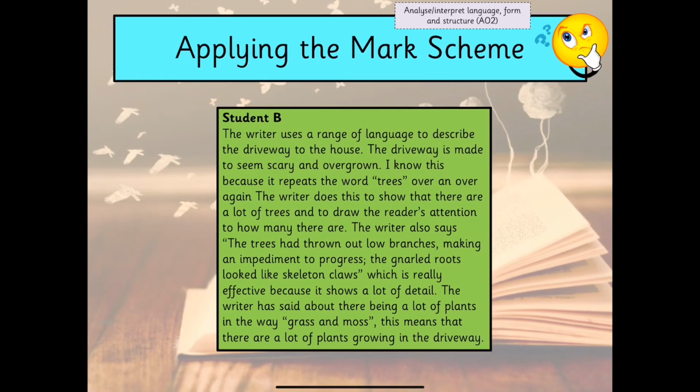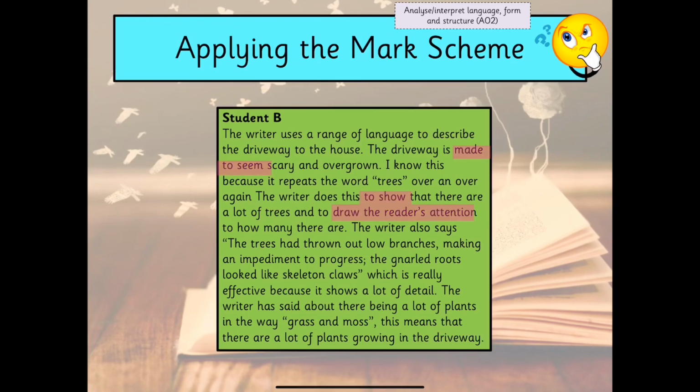So looking at student B, this was the one that we said was the weakest of the 3 responses. The writer uses a range of language to describe the driveway to the house. The driveway is made to seem scary and overgrown. I know this because it repeats the word trees over and over again. The writer does this to show that there are a lot of trees and to draw the reader's attention to how many there are. The writer also says the trees had thrown out low branches, making an impediment to progress. The gnarled roots look like skeleton claws, which is really effective because it shows a lot of detail. The writer has said about there being a lot of plants in the way, grass and moss. This means there are a lot of plants growing in the driveway.